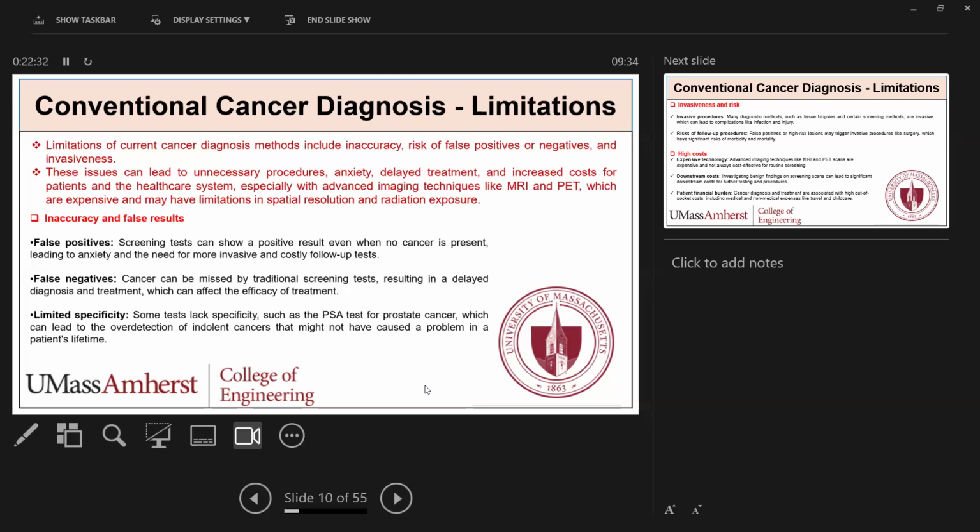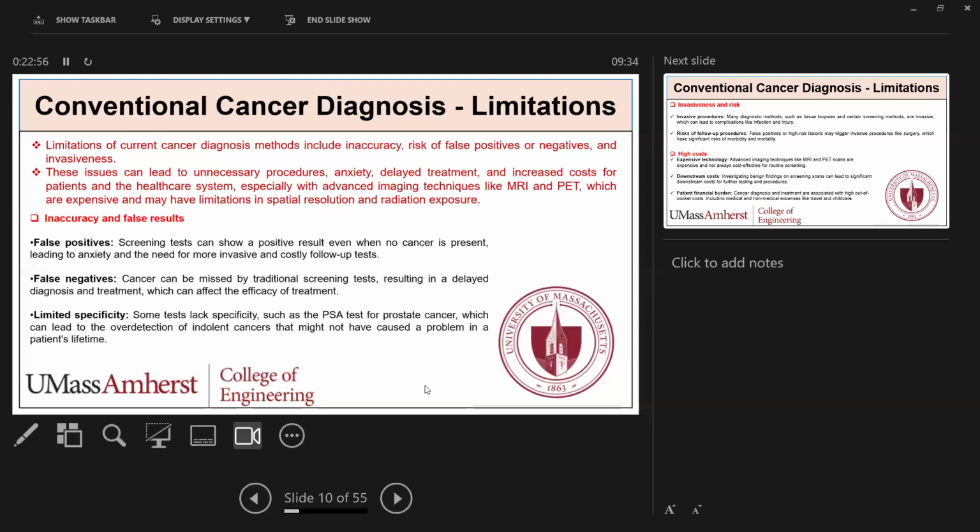There are so many cases who suffered a lot because of false positive results. Imagine if a patient has no cancer, however the doctor comes and says, hey, you have cancer. That's it. The entire planning of the family would be demolished, right? And then false negative, where cancer can be missed by traditional screening tests, resulting in a delayed diagnosis and treatment, which can affect the efficacy of the treatment, right?